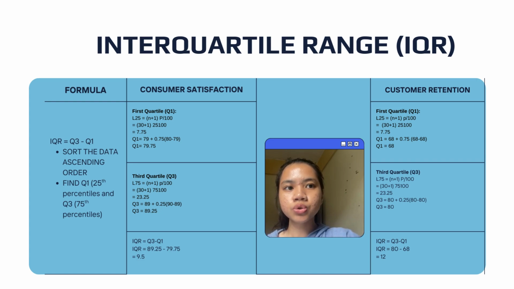Now let me look at the interquartile range for customer retention. We find the first quartile using the formula (n plus 1) times percentile divided by 100. We get the first quartile for customer retention is 68 and the third quartile is 80. The interquartile range for customer retention is 80 minus 68, which equals 12.